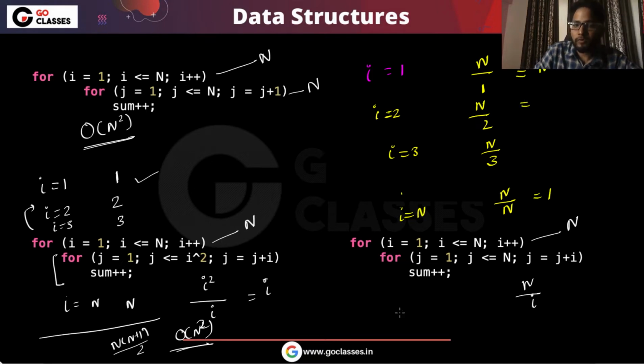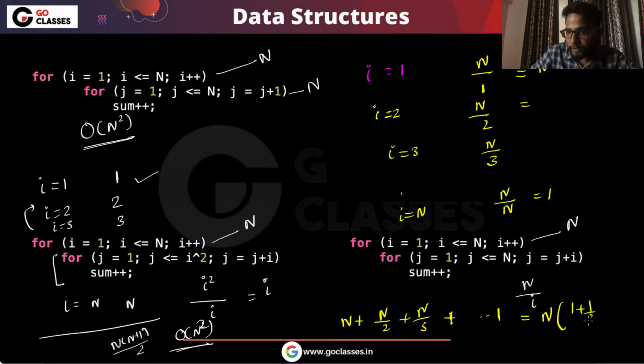Which means here you are running n times, here you are running n by 2, n by 3 till 1 time, right? So you need to sum this up: n plus n by 2 plus n by 3 plus dot dot dot till 1. If you take n common, it will be n into 1 plus 1 by 2 plus 1 by 3, plus dot dot dot. Here, instead of 1, you will be writing 1 by n because you are taking n common.